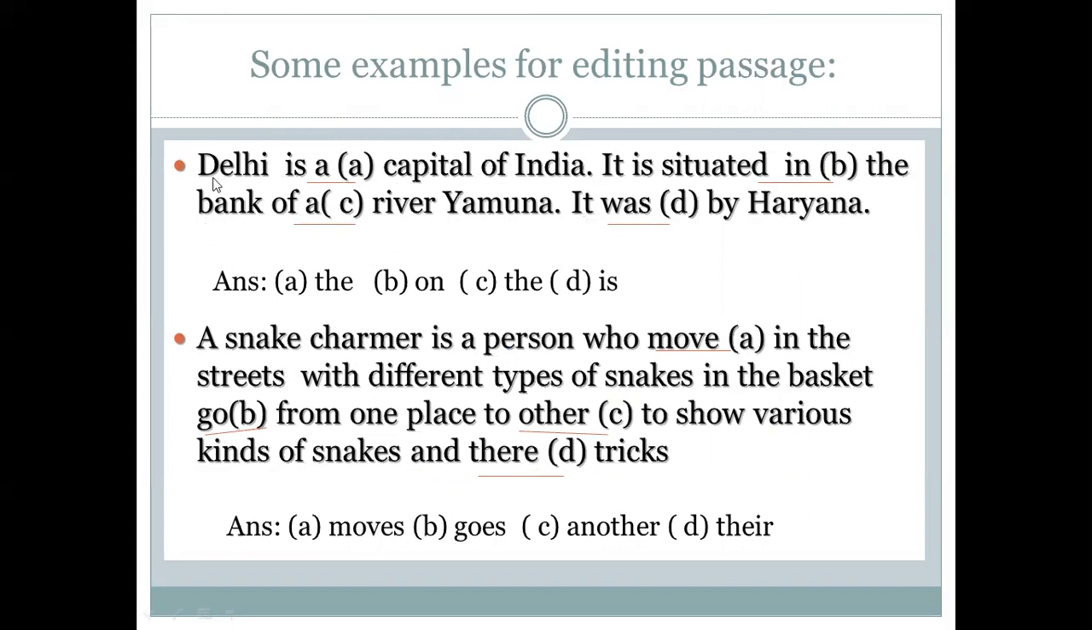So the edited passage should be: Delhi is the capital of India. It is situated on the bank of the river Yamuna. It is by Haryana. Next, a snake charmer is a person, and it is in present tense. Here, who moves in the streets with different types of snakes in the basket goes from one place to other. Is it correct? No, because it should be from one place to another. Here the word was a spelling mistake. And to show various kinds of snakes and their tricks.